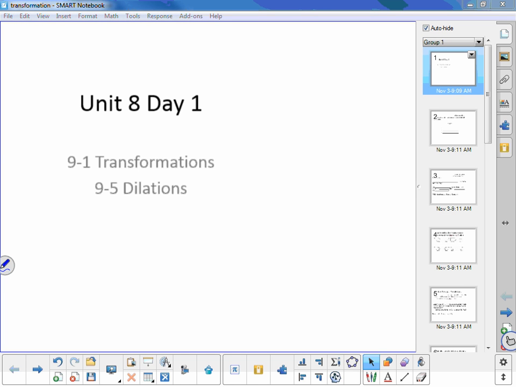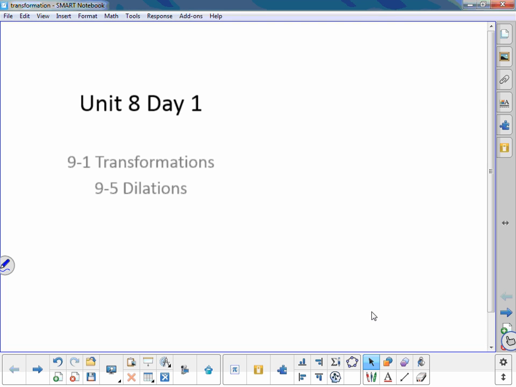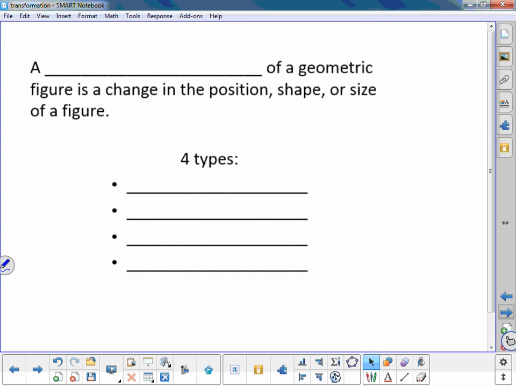Gentlemen, today we're going to talk about transformation and dilation. This is the transformation unit. Okay? So, we're first going to talk about a transformation, which is a change in the position, shape, or size of a geometric figure.